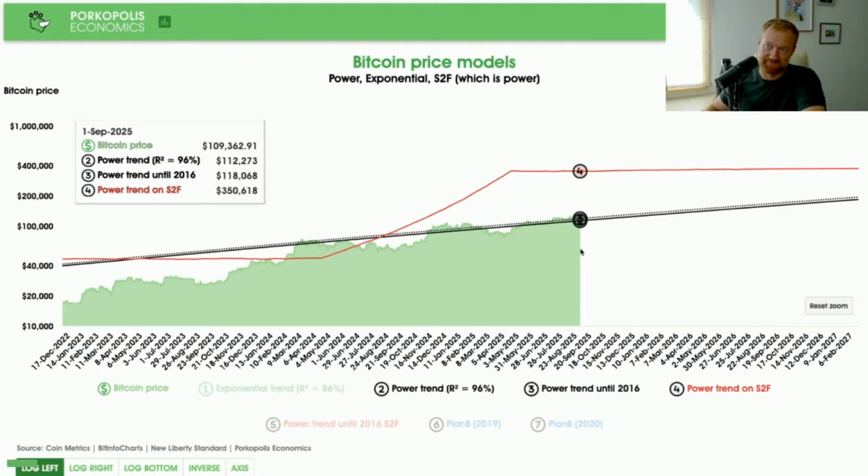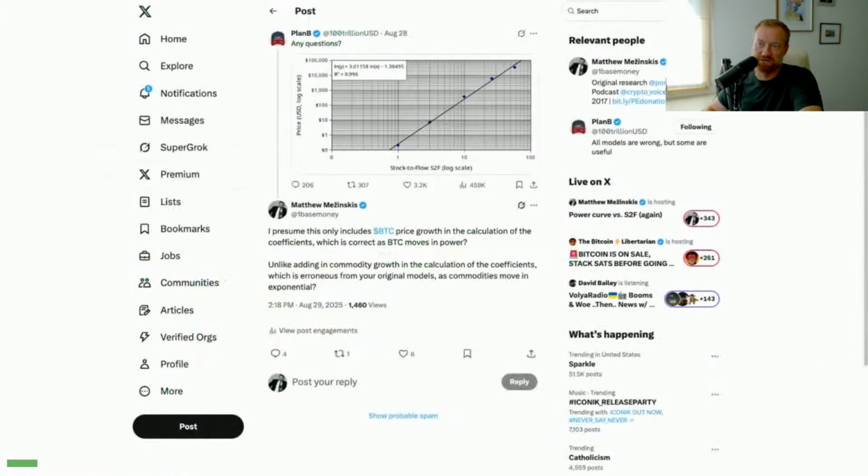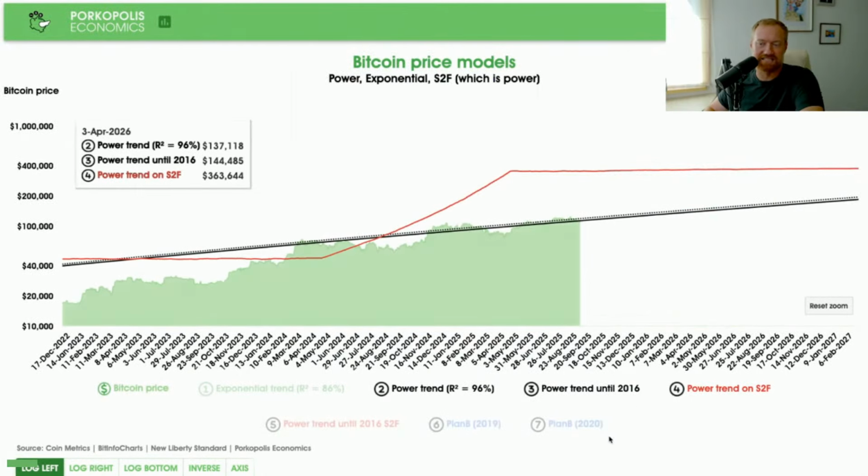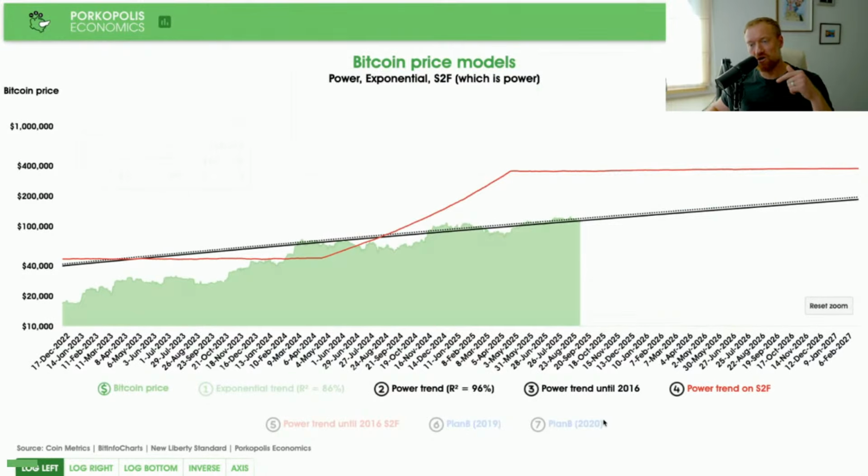So here's the kicker. If Plan B would like to all of a sudden become a power curve analyst, and say that this is sort of what he's been doing all the time, let's look at the stock to flow as it would predict out only based on Bitcoin Pizza Day through 2016 data, just as we did for the power curve. All right, here's the kicker. Ready?